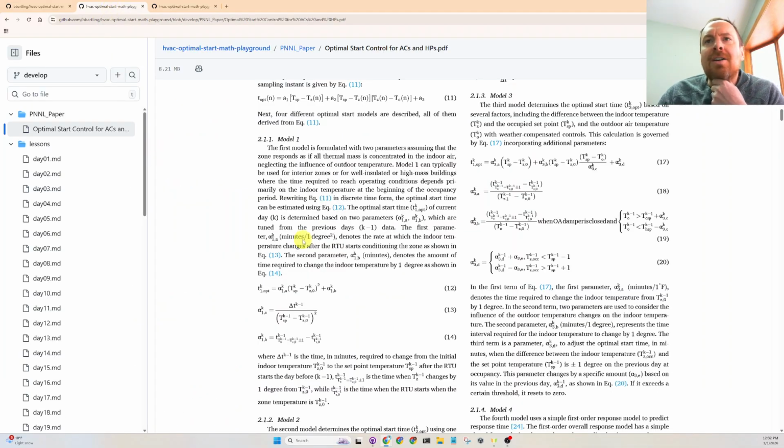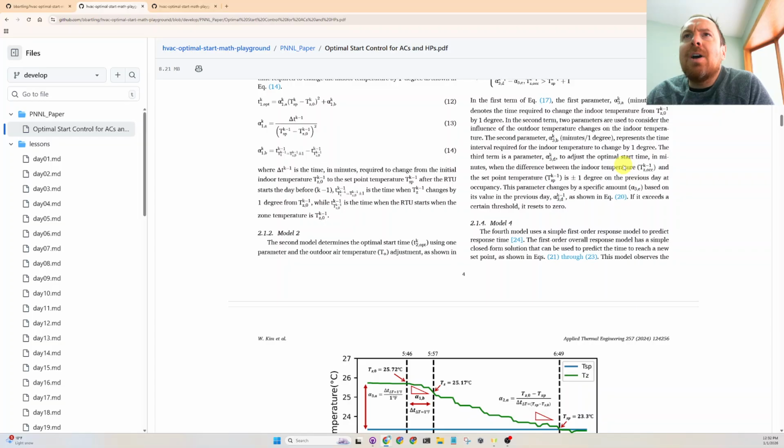I guess in the paper, I just want to take a note of it. This is how Model 3 is described in the paper, which we did. This is our multiple regression equation right here. Alpha A, alpha B, alpha D. Yeah, this is kind of interesting. I definitely recommend reading this.